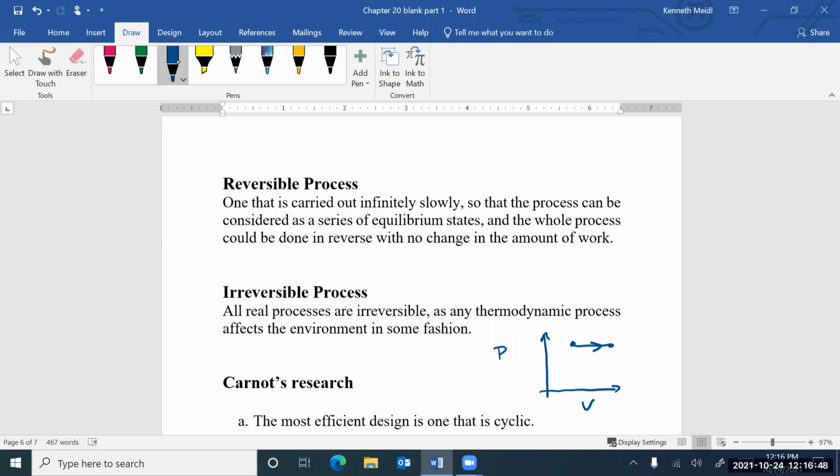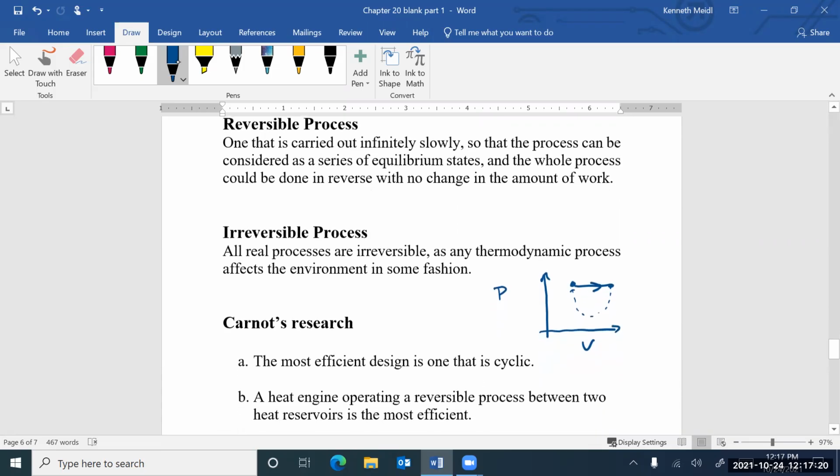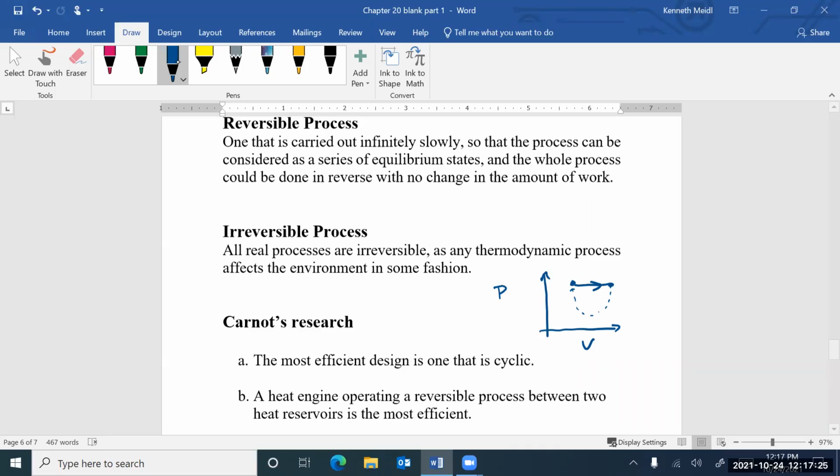So eventually, somehow, you've got to get back to where you started, right? And that entails some sort of cycle. So you're going to go around some sort of cycle here if you want an efficient design. And that probably makes sense to you, right? Otherwise, your machine is doing something different every time. You have to design it differently every time. No, you want it to get designed once and just keep doing the same thing over and over and over again. A heat engine operating a reversible process between two heat reservoirs is the most efficient.